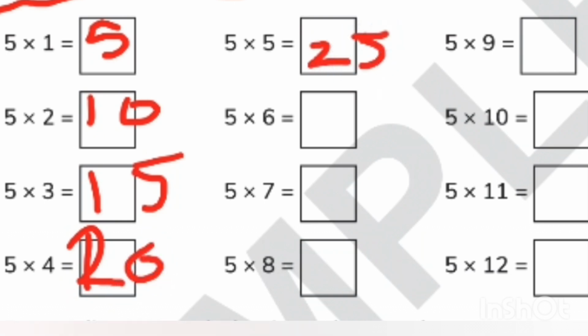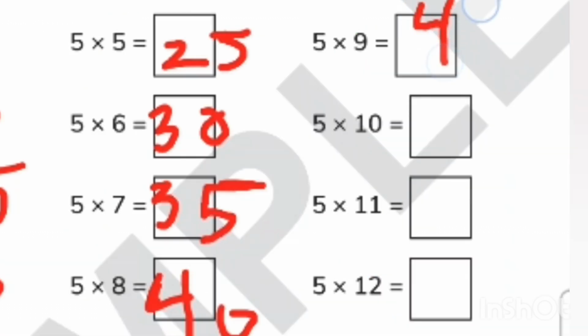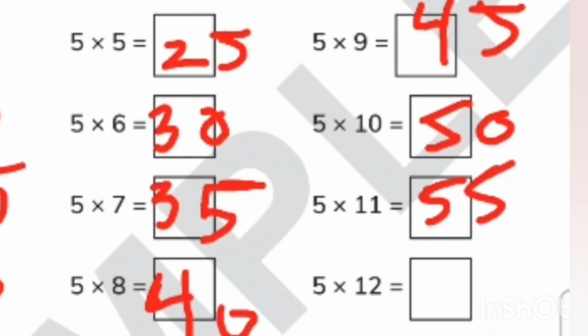5 sixes are 30. 5 sevens are 35. 5 eights are 40. 5 nines are 45. 5 tens are 50. 5 elevens are 55. 5 twelves are 60. Understand? So why are we learning the 5 table here?